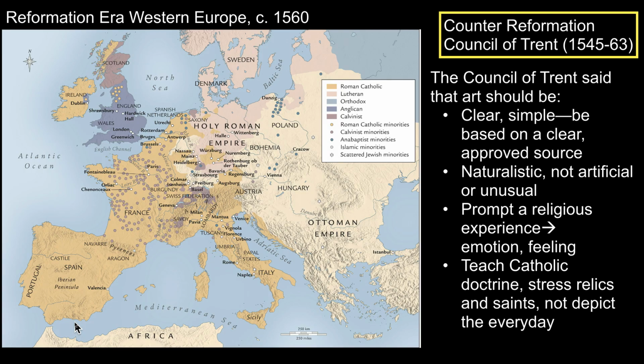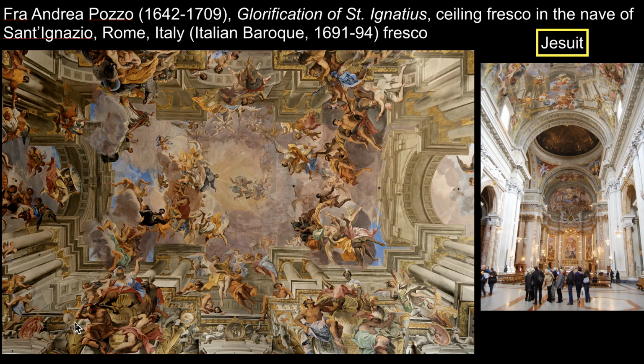A clear example of this type of experience the Church wanted worshippers to have was painted in the 1690s in Rome by a Jesuit artist. The Jesuit order of the Catholic Church was founded to combat Protestantism, fight heresy, and do international missionary work. This artist painted the fresco in a new Roman church dedicated to St. Ignatius, the founder of the Jesuits.